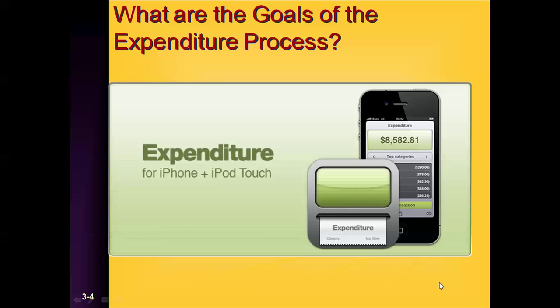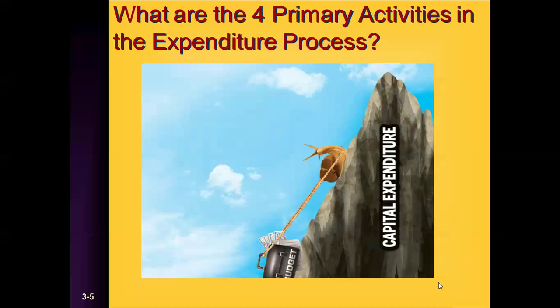The next area that we're going to go into is the four primary activities of the expenditure process. Expenditures again is spending money to get sales. So what are the four primary activities in this particular process?